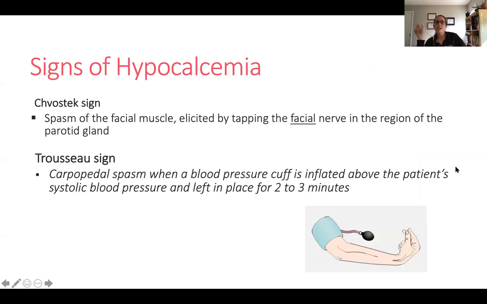So as far as the Chvostek and Trousseau signs, be familiar with the definitions for these. They both are used to determine hypocalcemia. The Chvostek sign is when you tap the patient's facial nerve and then they'll have a spasm on their face. And then the Trousseau is when they have carpopedal spasm: the blood pressure cuff is inflated above their systolic pressure and left for 2 to 3 minutes, and they'll have the spasm of their hand.